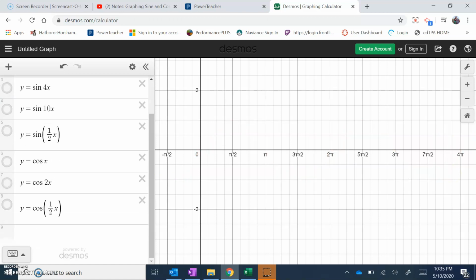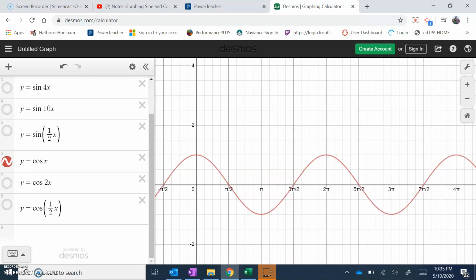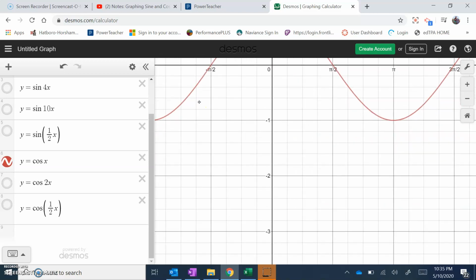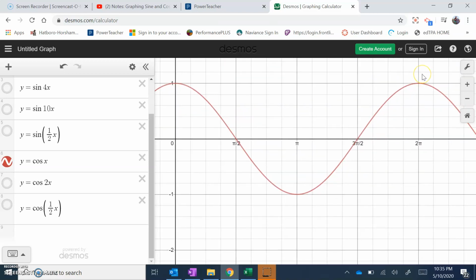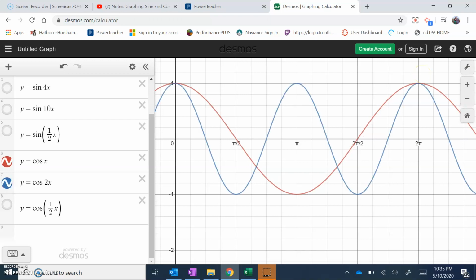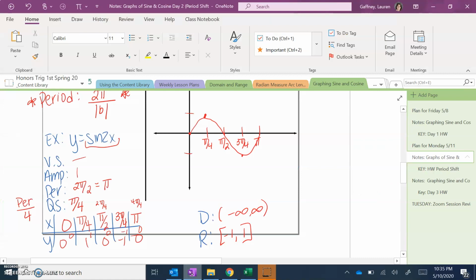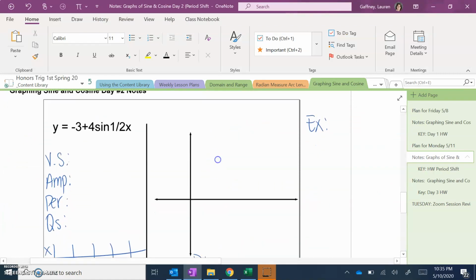Similarly, if we do the same thing with cosine, cosine normally repeats itself at 2 pi. If I put in a 2, it does the same thing. It repeats itself quicker, at pi. If I do the 1/2, it pulls itself out and repeats itself at 4 pi. So you can see how it's stretching or shrinking our graph horizontally. Okay, let's look at another example.